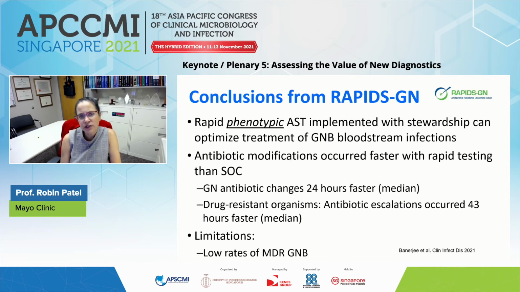So the conclusions of this study were that rapid phenotypic susceptibility testing, implemented with stewardship, can optimize treatment of gram-negative bacilli bloodstream infections, that antibiotic modifications occurred faster with rapid testing than standard of care, and that gram-negative antibiotic changes occurred a median of 24 hours faster.